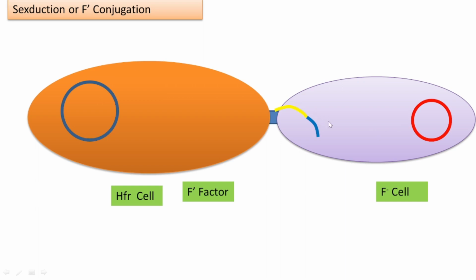Okay, and in this process, this cell is partially diploid for the genes that are present in this fragment, and the same genes may be present in this bacterial chromosome also. With respect to those particular genes, this bacterial cell is partially diploid. Okay, this is sexduction. Sexduction is mediated through the transfer of the F prime factor. That is the only difference, the F prime factor. Okay, with this we finish this chapter and today's session.